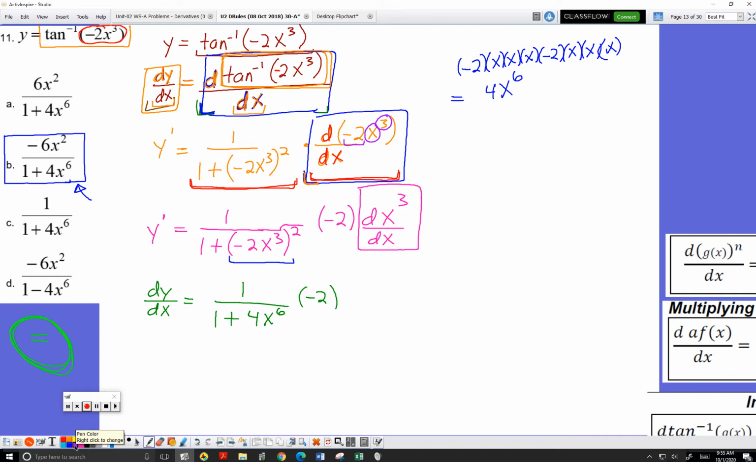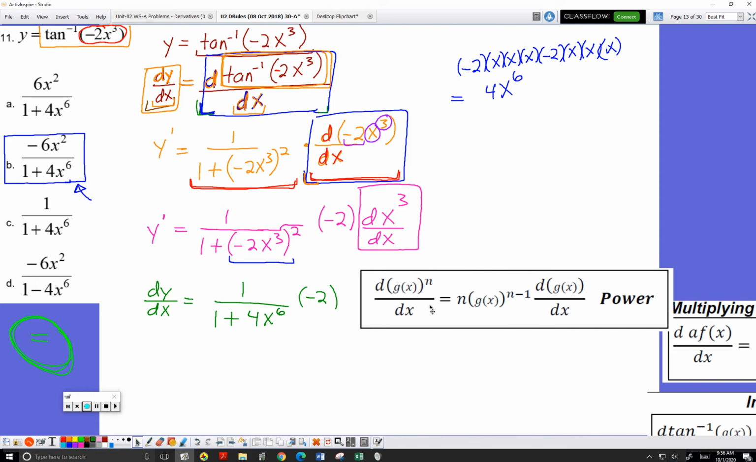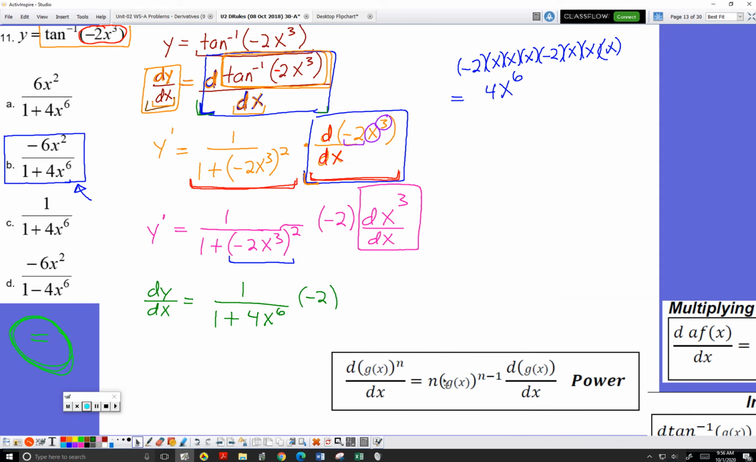Well, here's the power rule. My g of x is just x, my n is 3. So I have to write down 3. Put 3 in parentheses so you don't make a mistake in thinking you're adding. That's the n. G of x is just x. And -1 is 3 subtract 1. Now I have d over dx of g of x, which is just x. Like that.